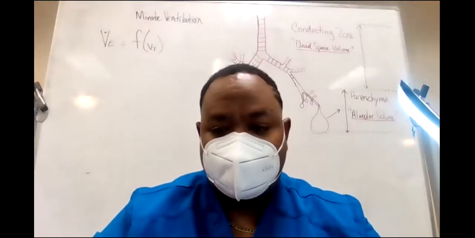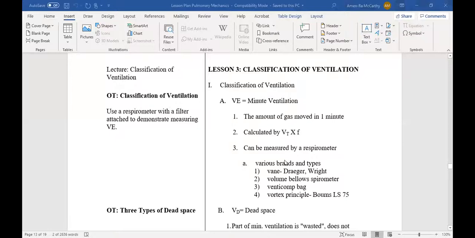Let's go back to the lesson plan. All right, so we talked about the minute ventilation. Minute ventilation is the amount of gas moved in 1 minute. Showed you a couple examples. It's the frequency times tidal volume. We can measure it with a respirometer. That was one of your questions.